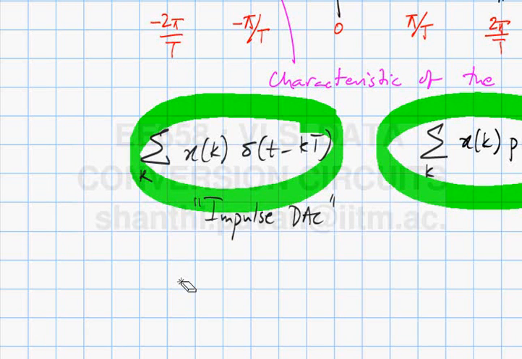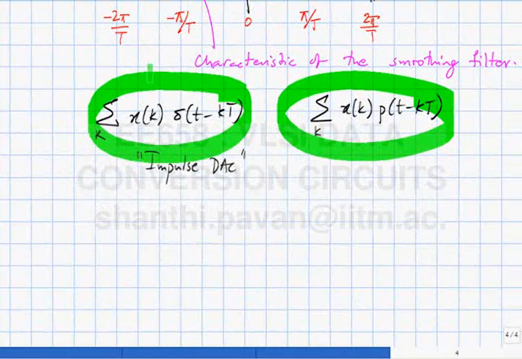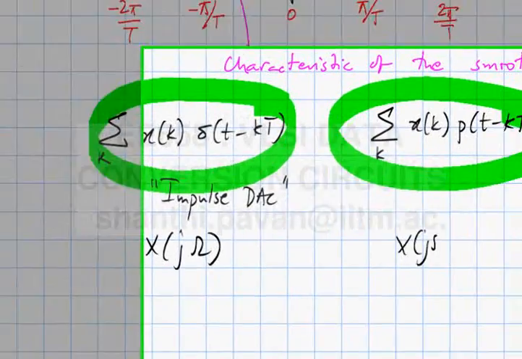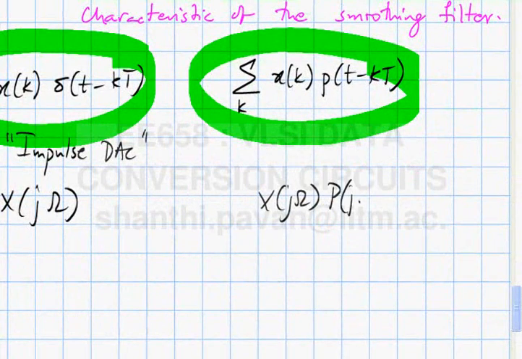I know the spectrum of this character here. It is x of k delta of t minus kt. Instead of delta of t minus kt, if I put p of t minus kt, what do you think the spectrum of that character there will be? So basically what he means is that you need to take this stream of deltas and pass them through a filter whose impulse response is p of t, correct? If the spectrum of this guy was this, then the spectrum of this chap will be x of j omega times p of j omega.